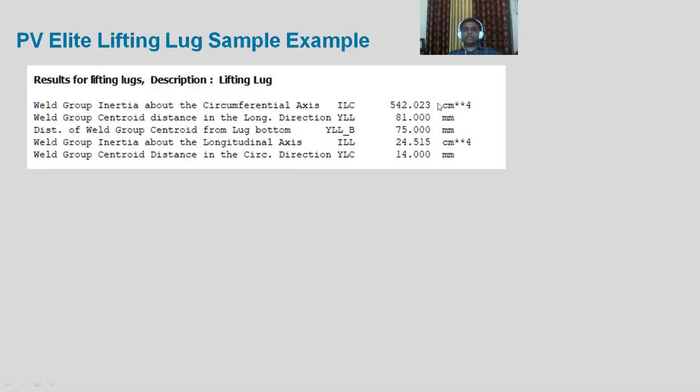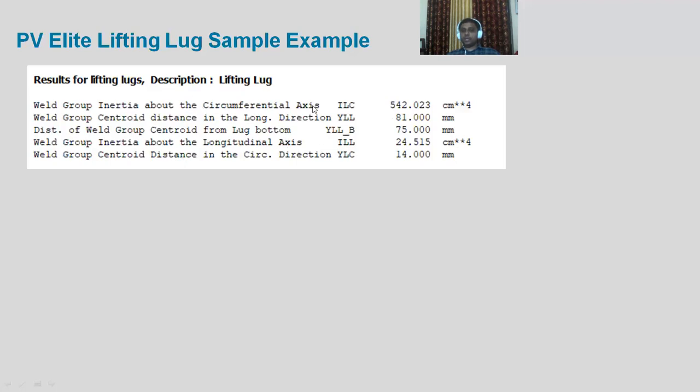It has not been given in the software. So let's prove where this value has come from, so we'll better understand. Then, the distance of the weld group centroid from the lug bottom: from the bottom of the lug, what is the distance, and how did that 75 come about? Then the weld group inertia about its longitudinal axis.